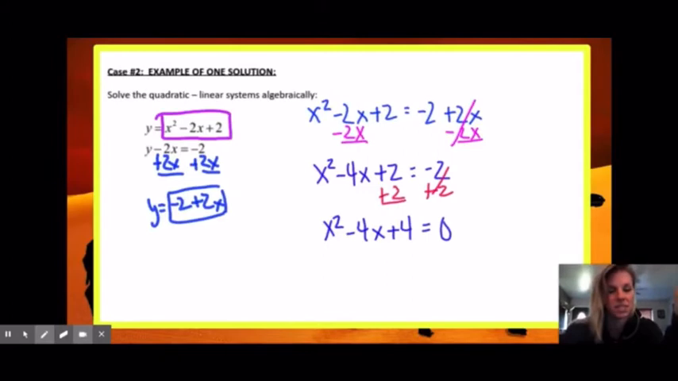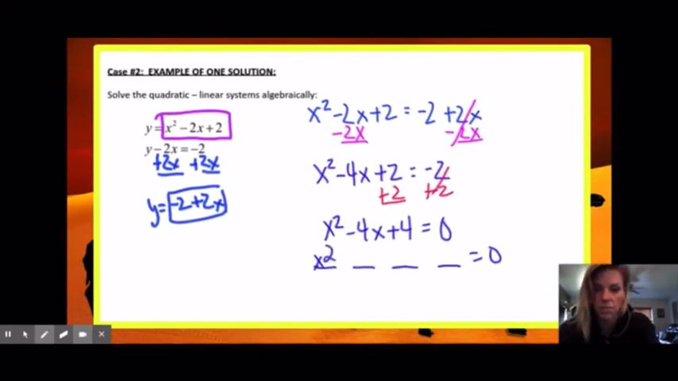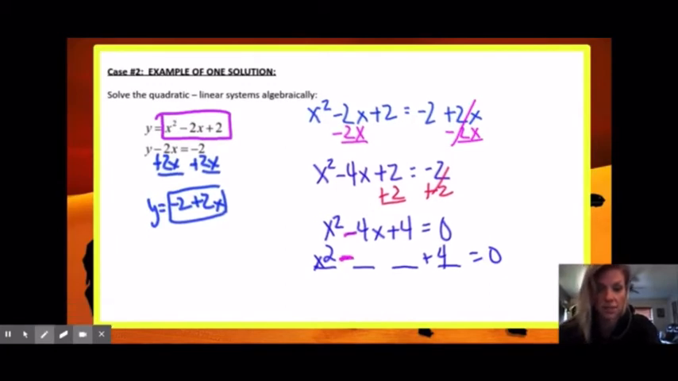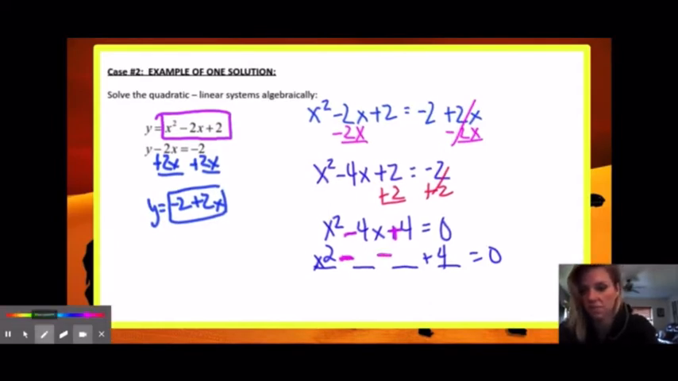I'm going to see if this can be factored. So step 1, is there a GCF? No. Step 2, I have a trinomial, 3 terms. I'm going to do the 4 lines. Bring down my x squared, bring down my positive 4. I'm going to do my signs. So this first sign is a negative, which means this is going to match. The second sign is a positive, so that means they have to be the same. So a negative times a negative is positive.